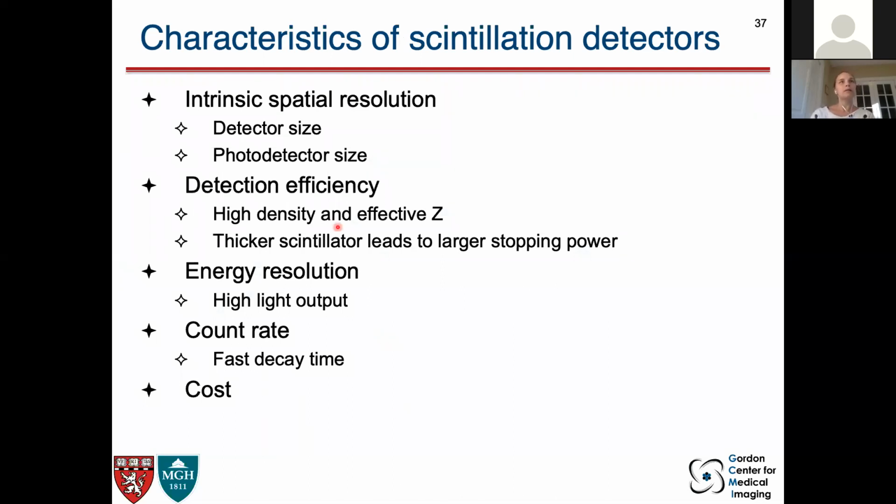This slide basically summarizes what we talked about in the previous slide, that we have different choices of detector material depending on the application. And there are different characteristics that are important for different applications. So we have the intrinsic spatial resolution of your detector, which depends on the photodetector, the detector size and the photodetector size. So when choosing your detector material, you would need to consider how easy it's going to be to fabricate small detector pixels, for example, of a given material.